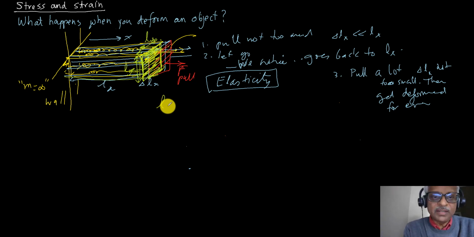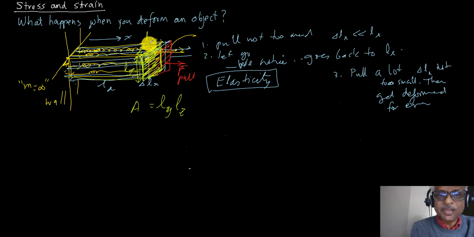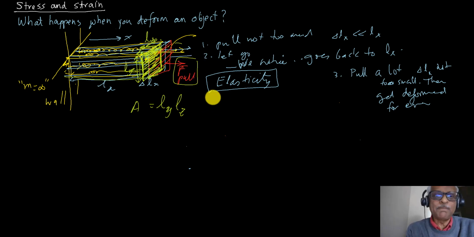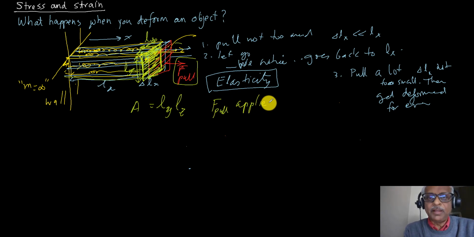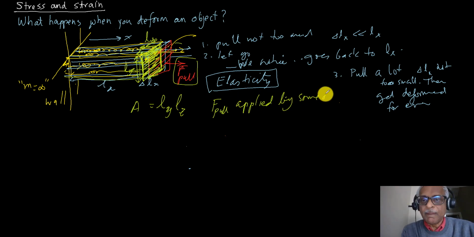So across this area, Ly, Lz, this is the area. Across this area, there are a whole bunch of springs, and each gets pulled, and so they're each applying a force. So all we can say is that their forces must add up to what I pulled with, right? So F pull is applied by someone, some agent, on, let's call this guy just for simplicity a rod, on the rod.